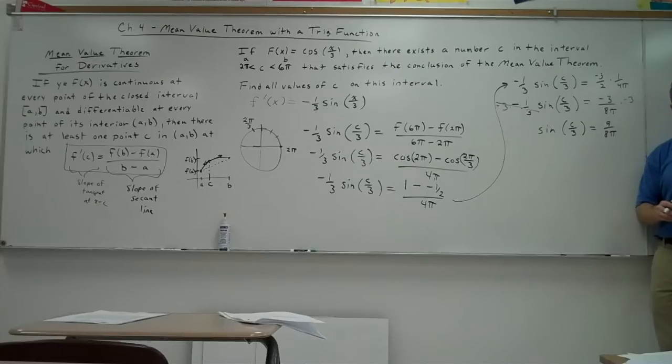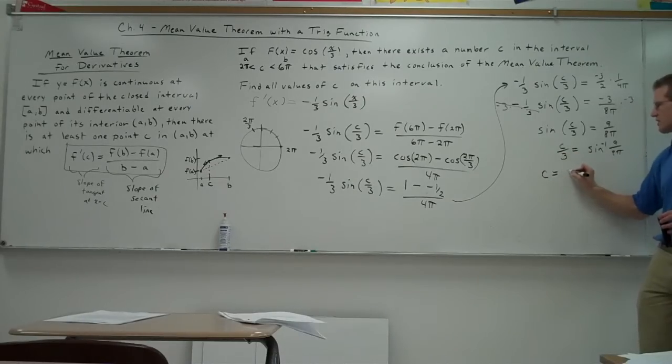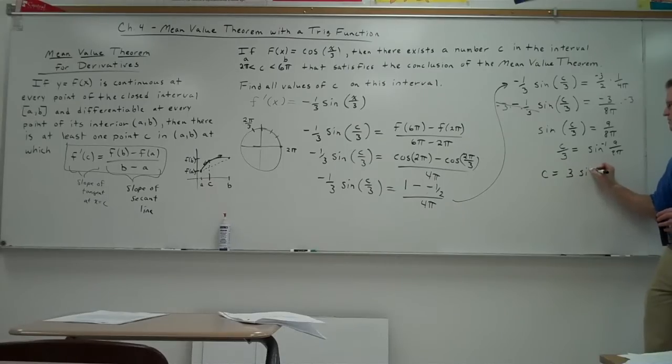So what do I do next? Take the inverse sine. Inverse sine of sine cancels that out. That gives you c over 3. Take the inverse sine of 9 over 8 pi. Just need an inverse symbol here. So the inverse sine cancels that out. This is a symbol for inverse sine on the right side. Now I just multiply by 3 on both sides. C comes out to 3 times the inverse sine of 9 over 8 pi.